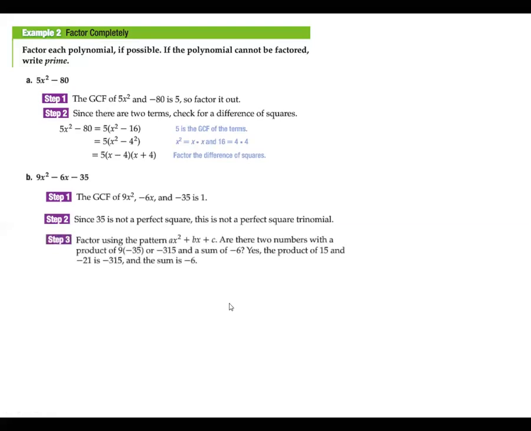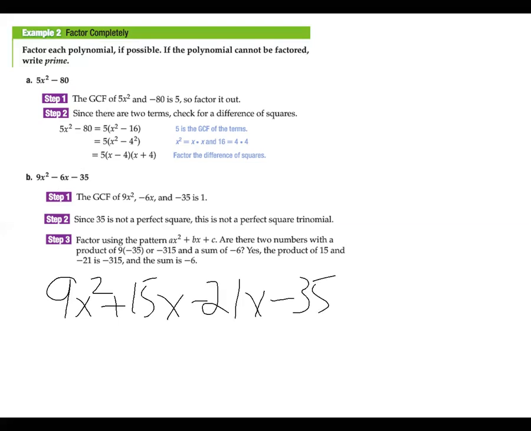So then we're going to factor using the pattern ax squared plus bx plus c. So we look for the product of negative 35 and 9, which is negative 315. And then we look for factors of negative 315 that add up to negative 6. So that would be 15 and negative 21. So I would do 9x squared plus 15x minus 21x minus 35, and then factor those by grouping.